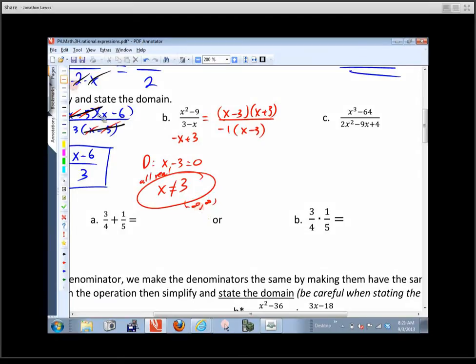And then I simplify this by, I'll cancel off common factors. Now, would I write it like this? x plus 3 over negative 1. Would I leave it like that? Kind of a silly thing to do.